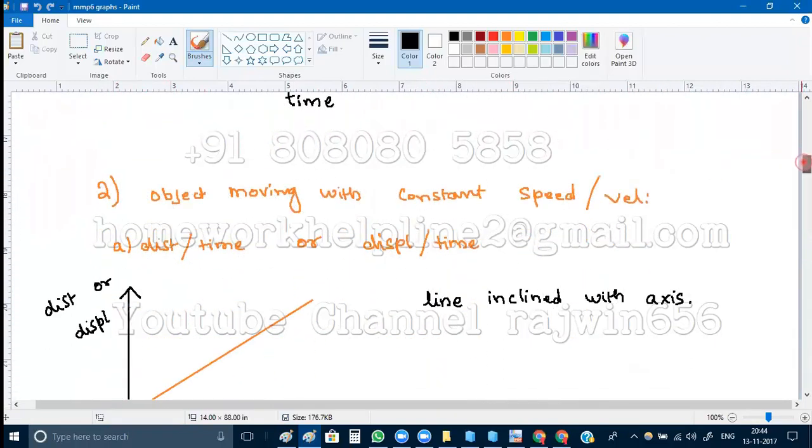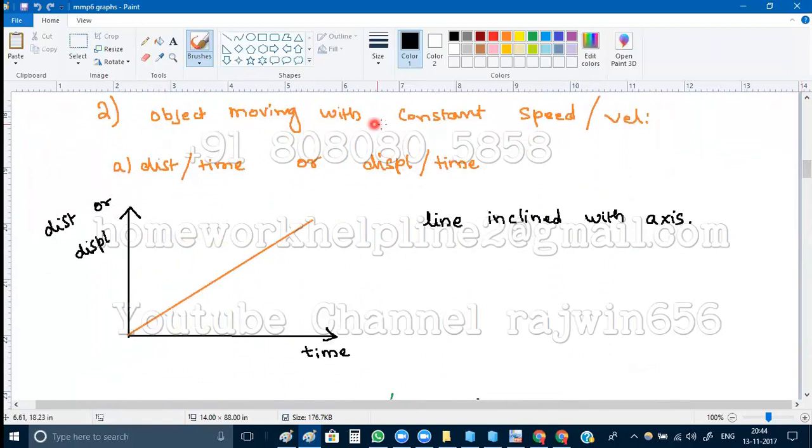The next type of graph that we are considering, the object is moving with constant speed or velocity. The first graph that we are considering is distance time graph or displacement time graph. This is the graph that is for constant speed. When the speed is constant, you can see this line in displacement time graph is going to be inclined, and it is always going to be a straight line. Okay, so it's going to be inclined at a particular angle. This is the graph that is there for constant speed or constant velocity.